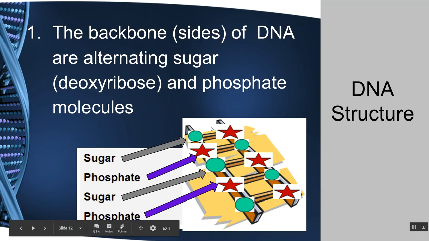Let's look a little bit more at the structure. The backbone or the sides of DNA, so the sides of the ladder, are alternating sugar, again deoxyribose, and phosphate molecules. So I put a little ladder down here. Sugar is going to be our turquoise circles, phosphates are our stars. So if it's sugar, phosphate, sugar, phosphate, sugar, then the other side is going to be the opposite. So if this side starts with sugar, this side's going to start with a phosphate. Phosphate, sugar, phosphate, sugar. Okay, so they're going to be alternating.